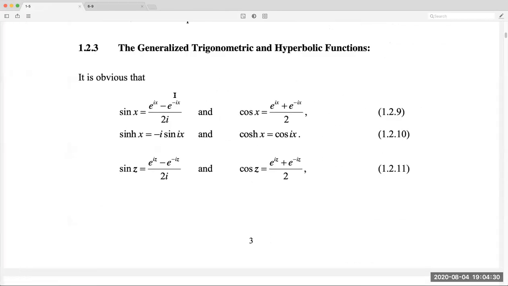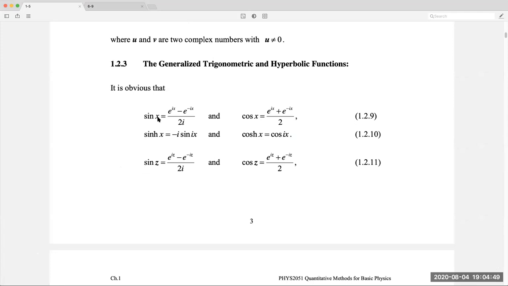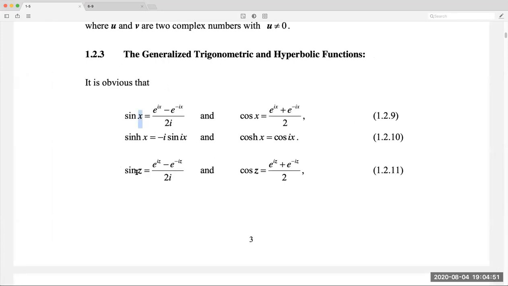First of all, you need to know the definition of sine x, cosine x, hyperbolic sine, and hyperbolic cosine. We may need to use these two in some cases. Also, the x or the z can be any number. It can be a complex number or even a matrix inside the formula.